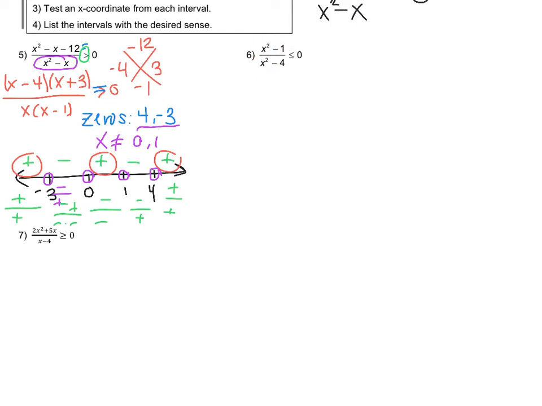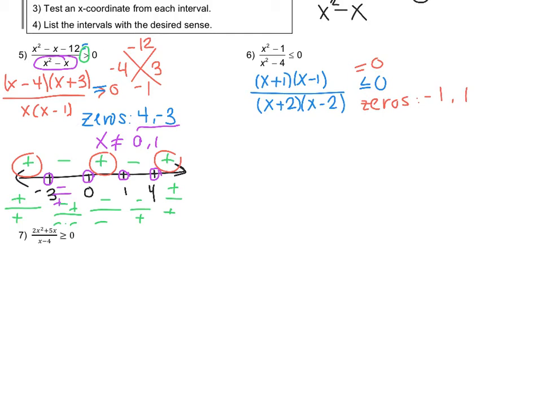So the numerator factors to x plus 1 times x minus 1. And the denominator, x squared minus 4, factors to x plus 2, x minus 2. When is that whole thing greater than or equal to 0? So let's first check and see when this whole thing equals 0. So I need to find my zeros. My zeros are when the numerator equals 0. So that would be when x equals -1 or +1.